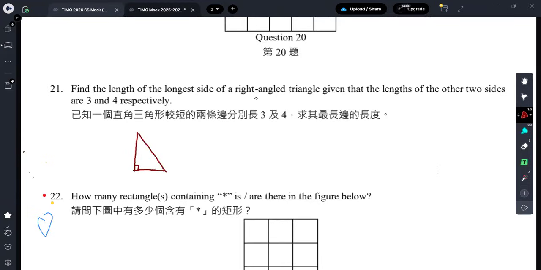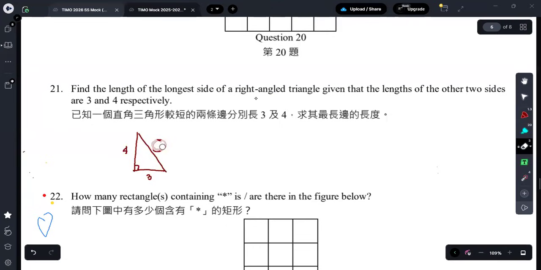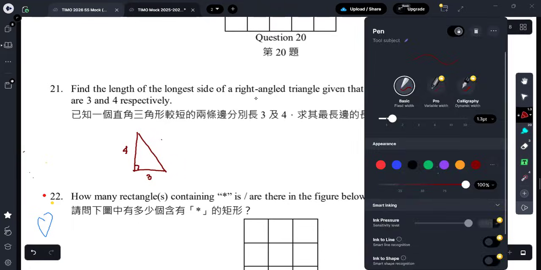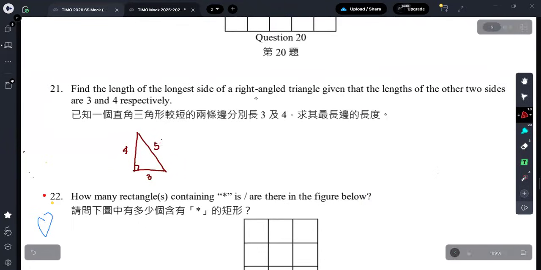So that means either this is the 3 and this is the 4, then the length here is the longest side. The answer for this is 5. Longest side of the right angle triangle, so the answer is 5. How did we get 5? As early as now, I will introduce the Pythagorean theorem.